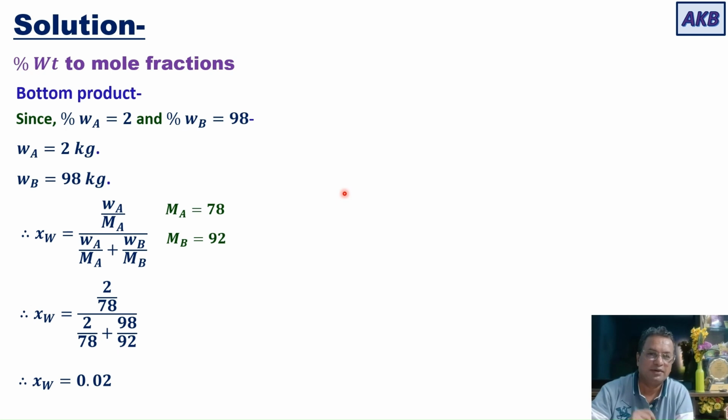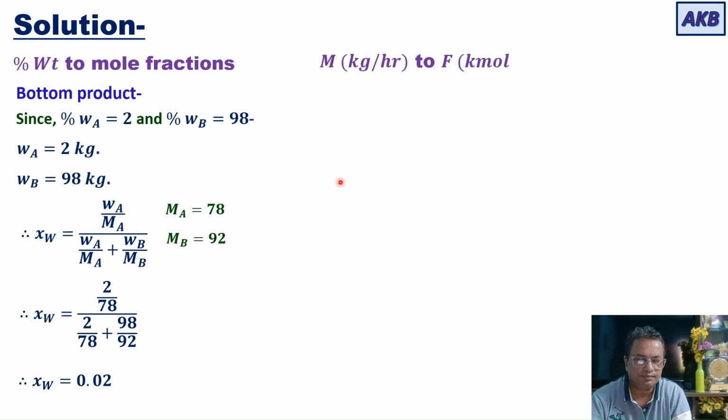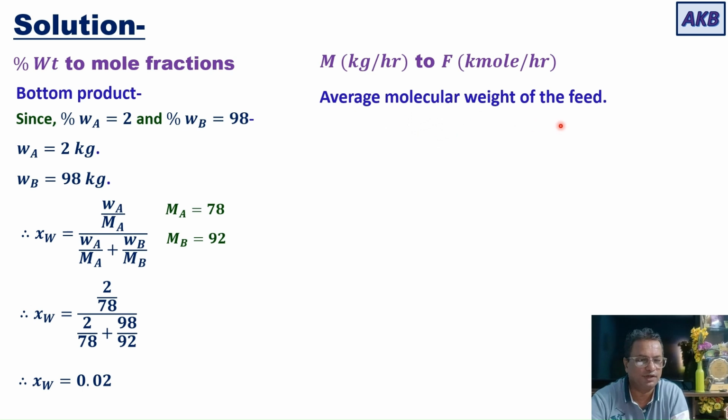So in this way, the composition which is given to us on weight percentage basis, we have converted to mole fractions. Then the next task is to convert the mass flow rate into molar flow rate. The mass flow rate, I denoted it with M, kg per hour. Now I will be converting it to F, which is kilomole per hour. For that, I need to know the average molecular weight of the feed. In order to convert kg to kilomoles, you divide kg by the molecular weight.